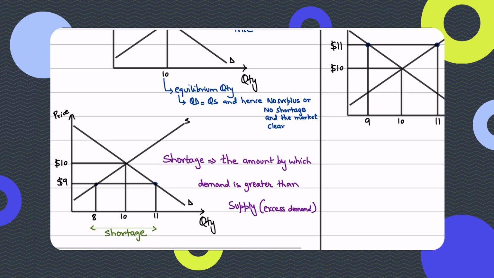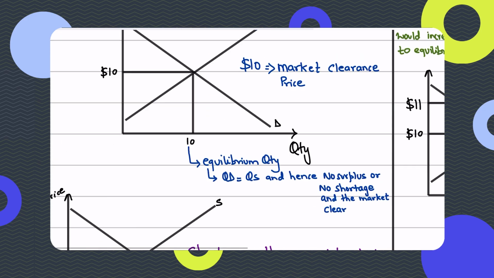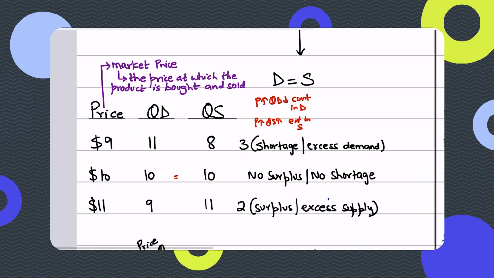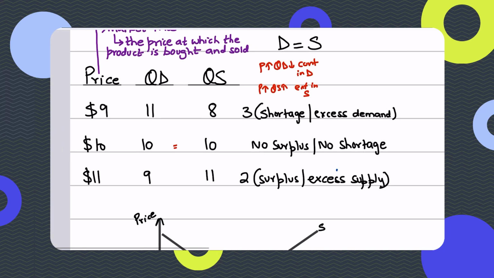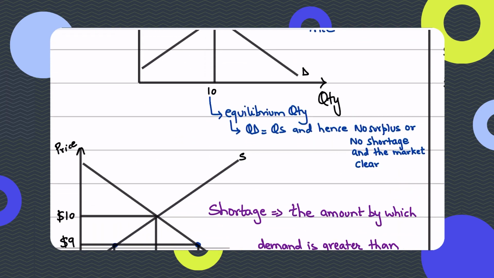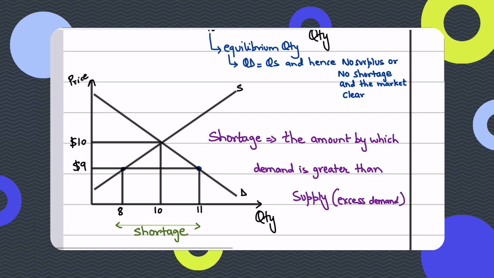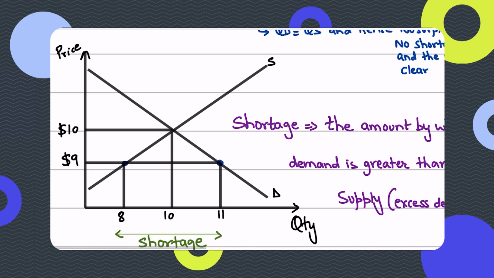Now guys, the next thing that we need to learn is how we represent a shortage on a diagram. Previously we drew a table and saw how these shortages arise. But let's say you want to represent that graphically. Let's say the market equilibrium price is $10, so you draw a demand curve and a supply curve, with a price of 10 and a quantity of 10. Then let's say at a price of $9, what happens?